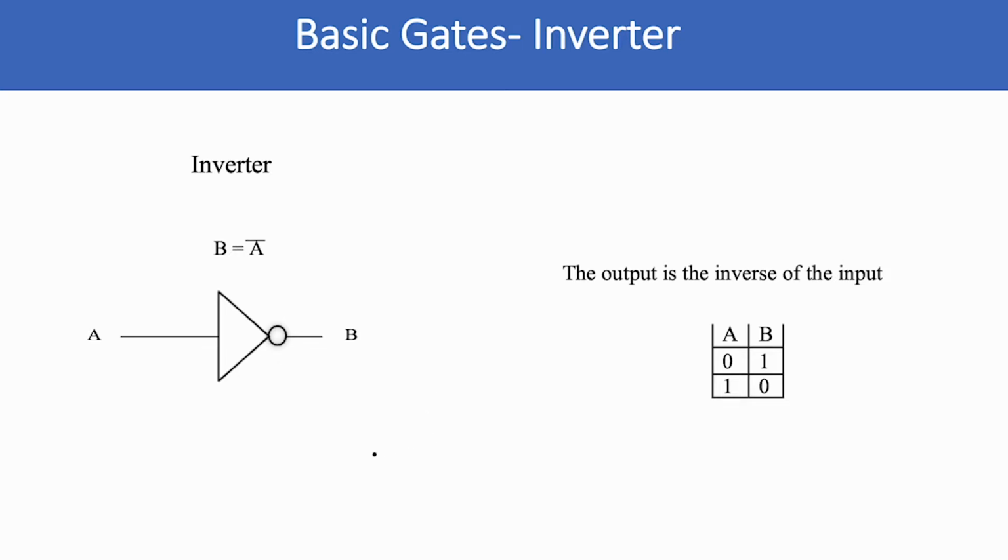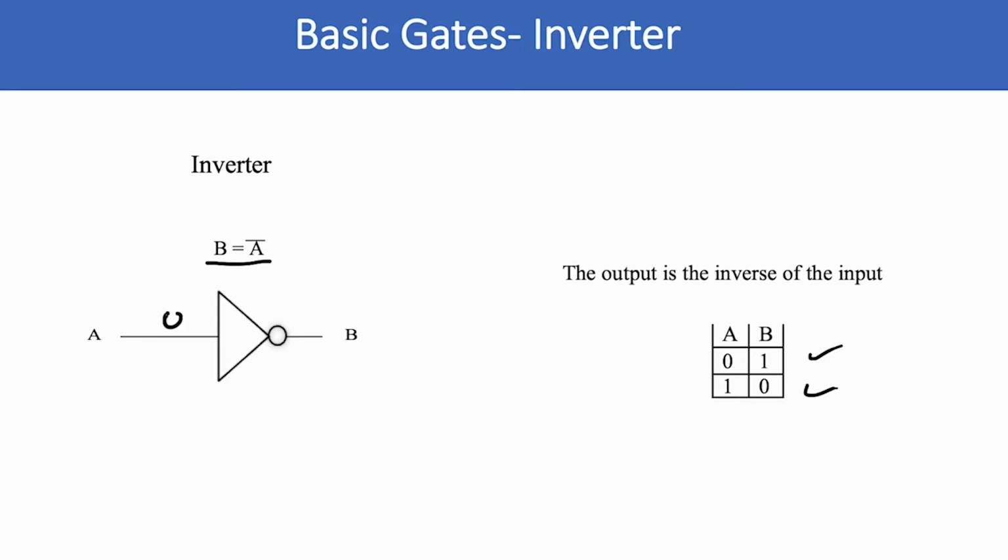We have a basic inverter gate which just says the output is the inverse of the input. And that's what this is right here. The output B is equal to the inverse of A, or A not. This is the truth table. When A is a 0, B is a 1. And when A is a 1, B is a 0. So it's just when this is a 1, this is a 0. Okay.